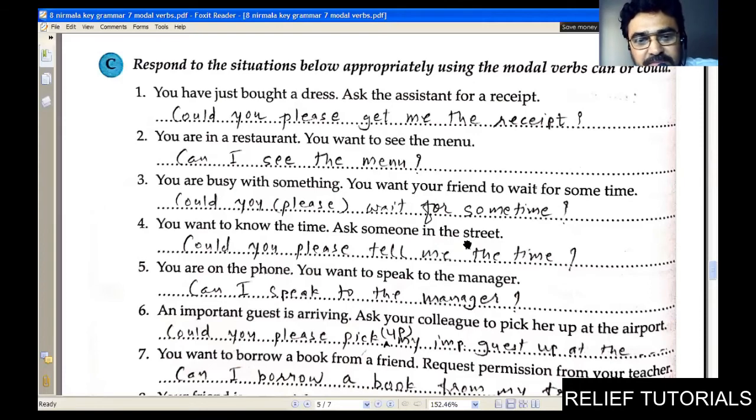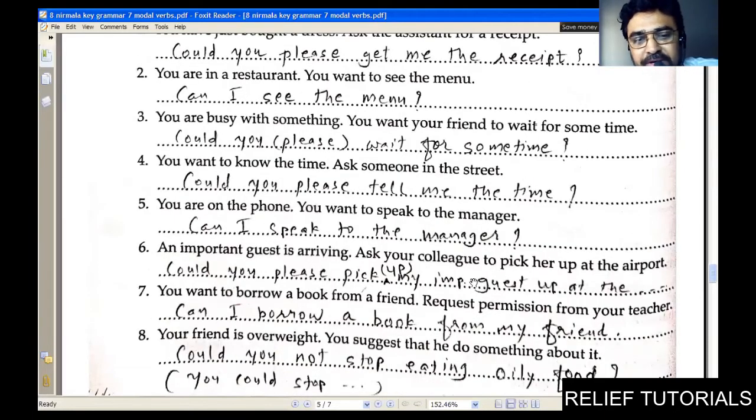It's, I can say, a request, but in a very firm manner. An important guest is arriving. Ask your colleague to pick her up at the airport. So it's a very polite request, very mild one. Can you please pick up my important guest at the airport?